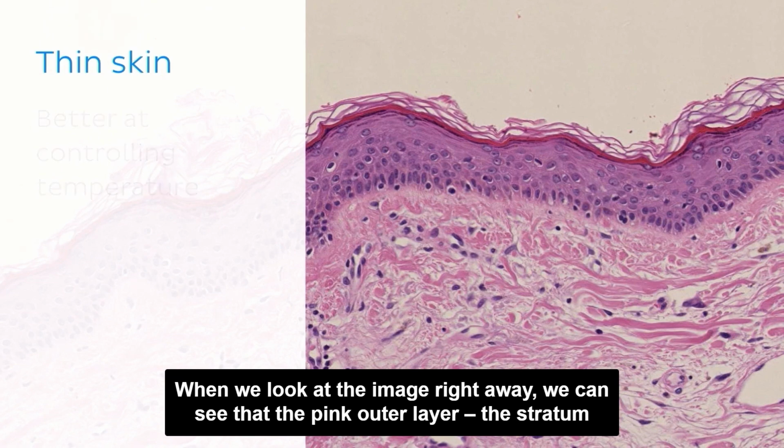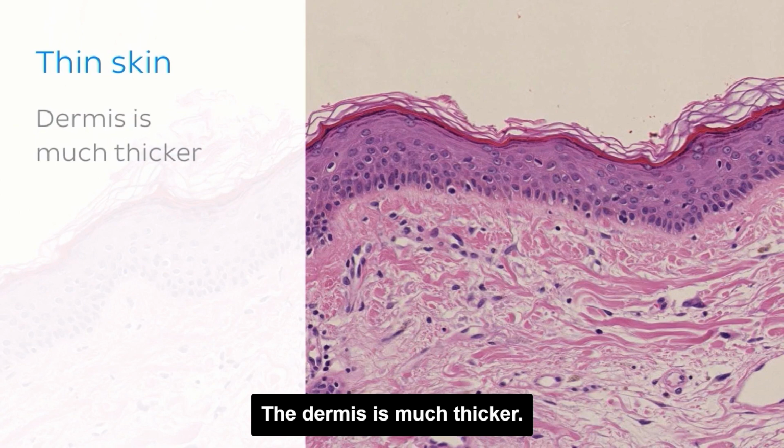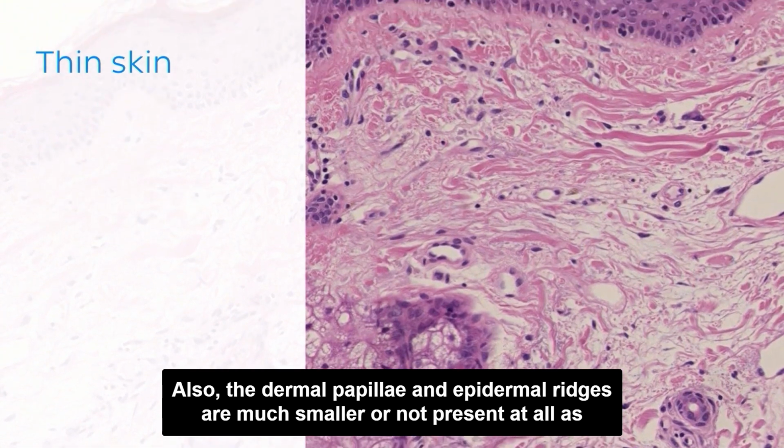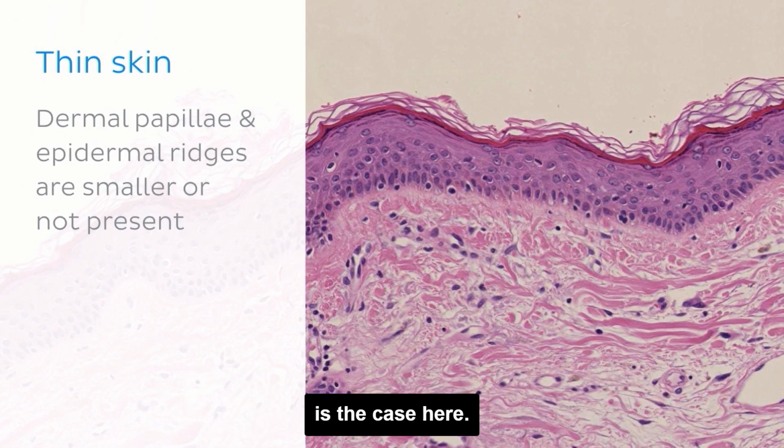When we look at the image right away, we can see that the pink outer layer, the stratum corneum, is much thinner, only a couple of cells thick in most places. The dermis is much thicker. The hypodermis isn't even visible on this section because of this. Also, the dermal papillae and epidermal ridges are much smaller or not present at all, as is the case here.